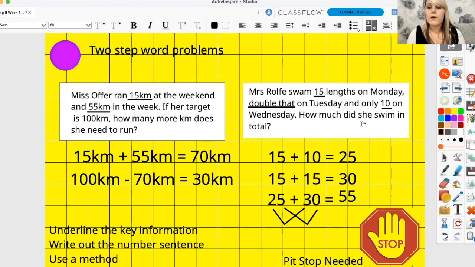So what's really good is if I get used to writing the answer near the question, and then Miss One can see exactly what the answer is. So Miss Offer had 30 kilometres to run left, and Ms. Rolfe swam 55 lengths in total. So that is purple. So I hope that makes sense.